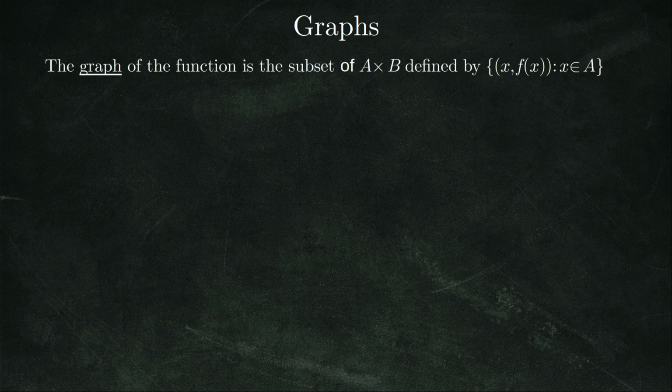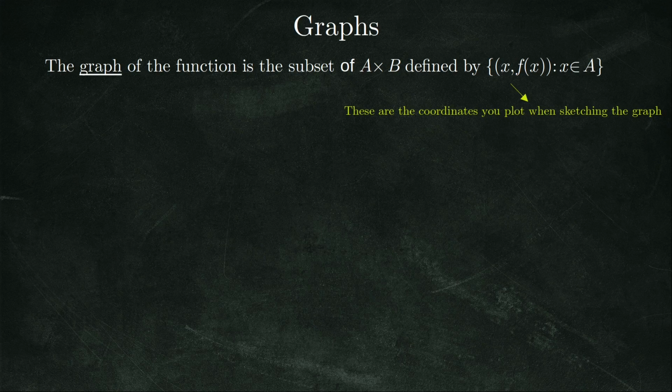So the formal definition of a graph is the subset of A cross B. So remember, A was the domain and B was the codomain. And this is defined by the set of points x and f of x for all x in A. And this set of points, x, f of x, these are just the coordinates you would plot when sketching the graph.